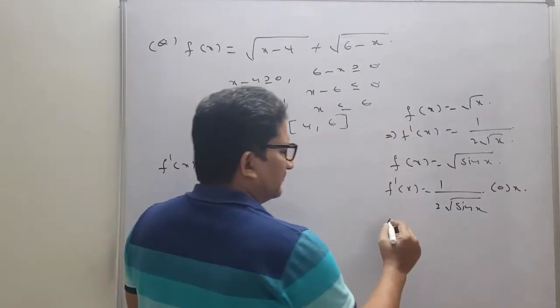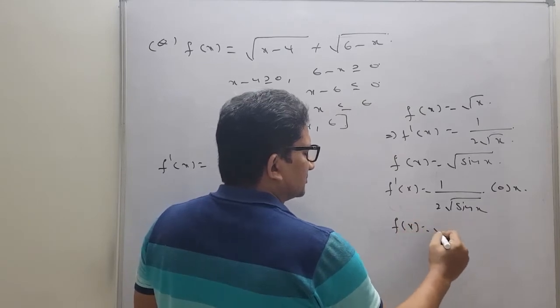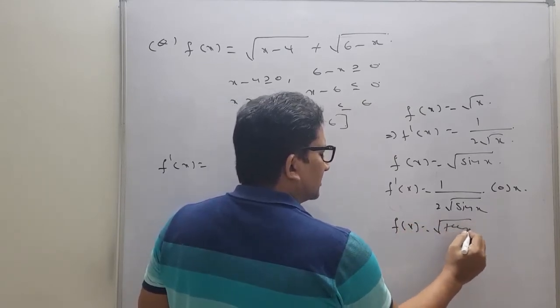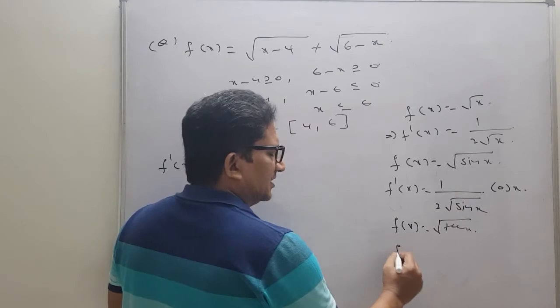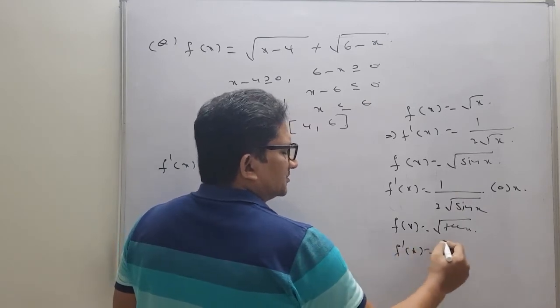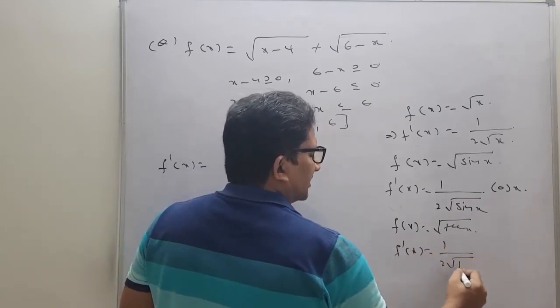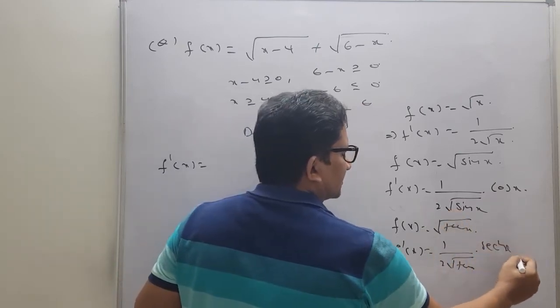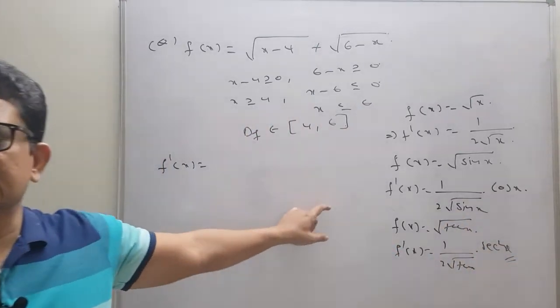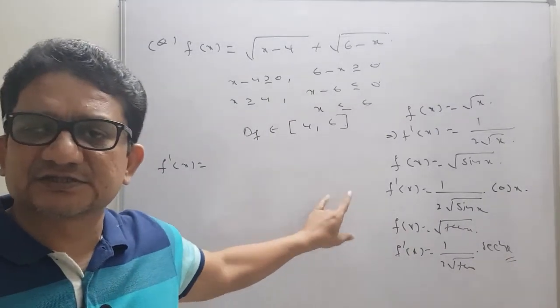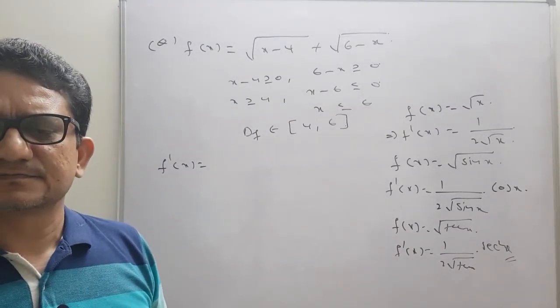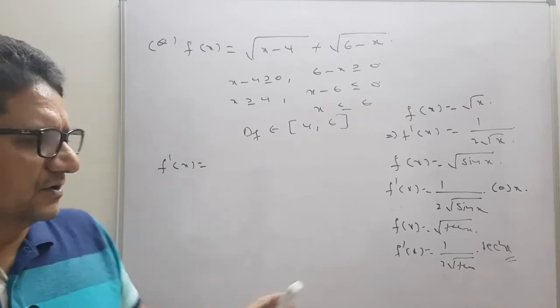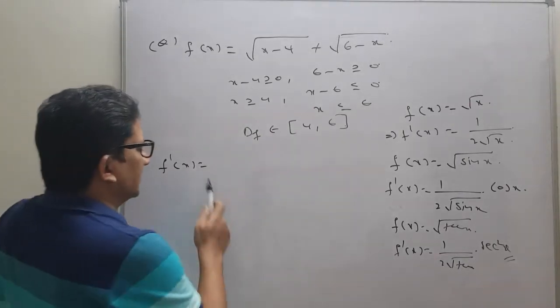Like that, anything. If you have f of x equals root of tan x, then f dash x will be 1 by 2 root tan x into the derivative of tan x, which is secant square x. That's it. Is this differentiation point clear for everyone, students? Yes, sir. Okay. Now the same logic will apply here.